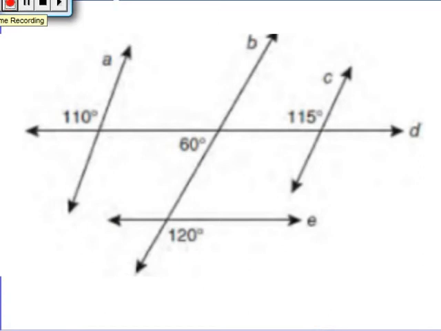Next problem says, based on the diagram, which statement is true? Based on this drawing, what is true? We're looking for which lines are parallel. Guys, you cannot go by if they look parallel. I already told you that once.